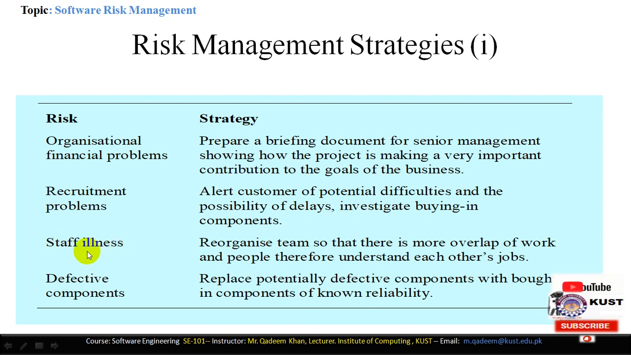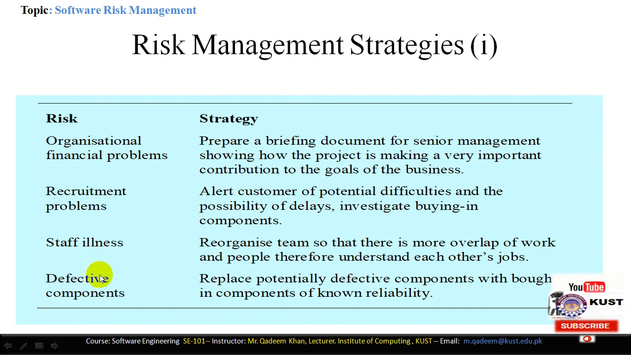Staff illness is also a very serious risk, in which key staff become ill. So what is the strategy to resolve the staff illness problem? Reorganize teams so that there is more overlap of work and people therefore understand each other's jobs. The project manager has to constantly overlap the tasks of the people so that they become experts on each and every task during the software development. This way, if one programmer leaves the project or is ill, the other programmer may join the programming.